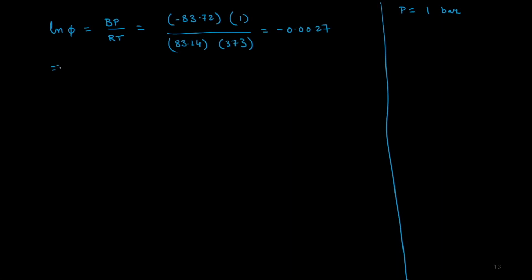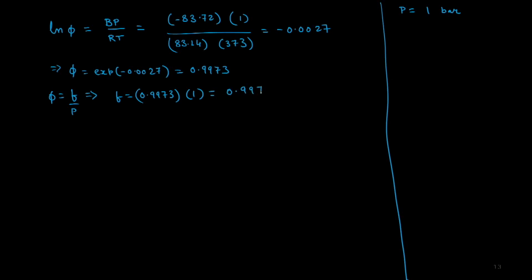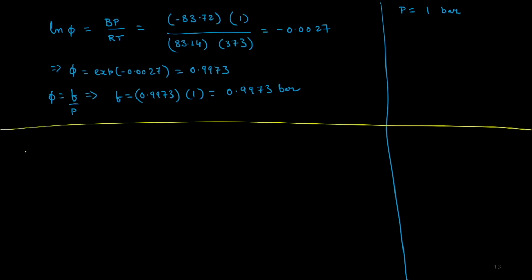negative 0.0027, and I take an exponential of that, we get phi, which turns out to be 0.9973, and if you recall, phi is f over P, which implies f is going to be 0.9973 times the pressure, which is 1 bar. So the units for fugacity, of course, are going to be the same as that of pressure. So that will be 0.9973 bar.